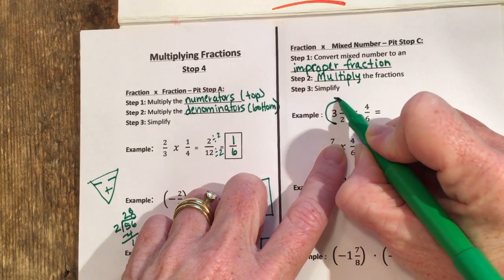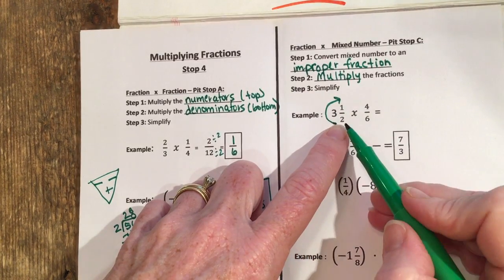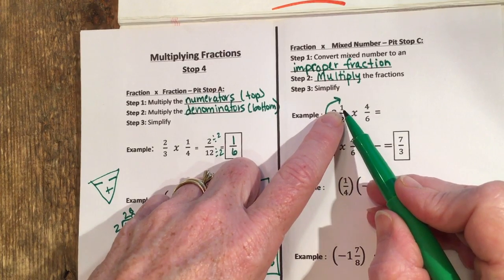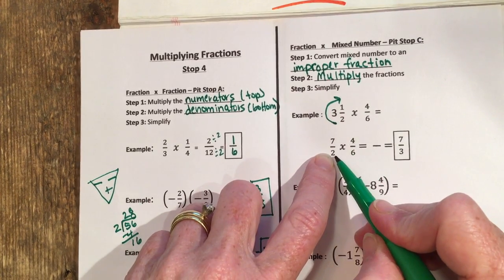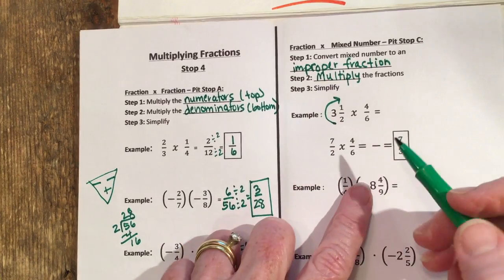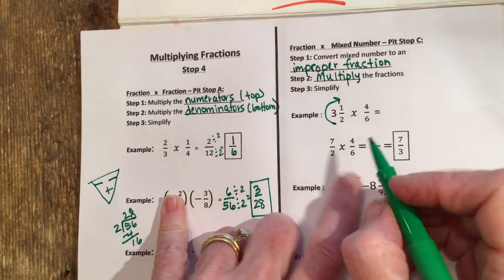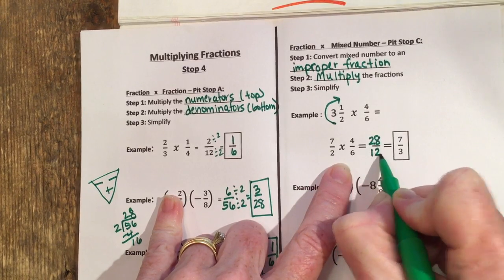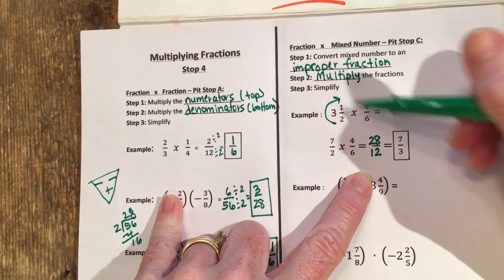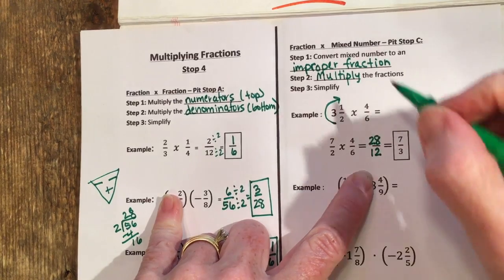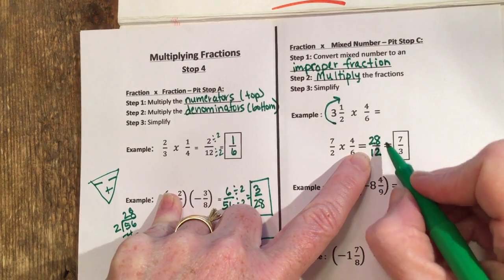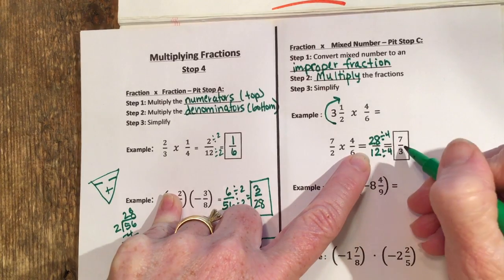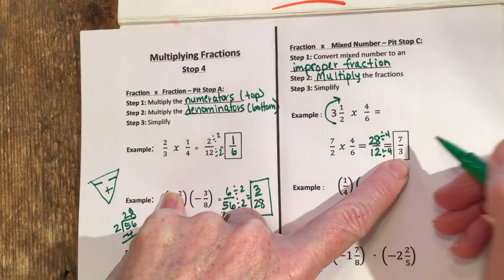Of a mixed number. I'm changing it to improper. I'm going to multiply and then add: 3 times 2, 6. Add the 1 and get 7. The denominator is still 2. 4/6 doesn't change. Now I multiply, step 2. 7 times 4 is 28. 2 times 6 is 12. Last step is to simplify, which means I'm dividing by a common factor, which in this case would be 4. So 28 divided by 4 is 7, 12 divided by 4 is 3.